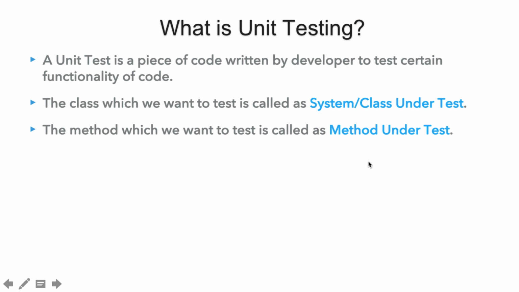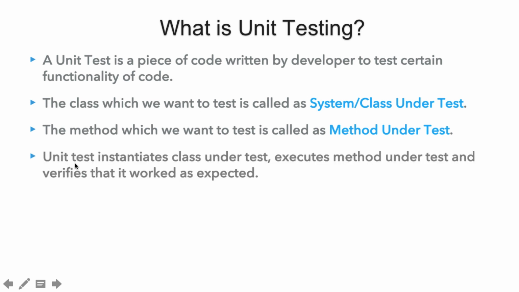So friends, what a unit test does is, it instantiates the class under test because we want to test that particular class. Then it executes the method under test, because whatever functionality of code we want to test is written inside this method. And finally it verifies that it worked as expected.